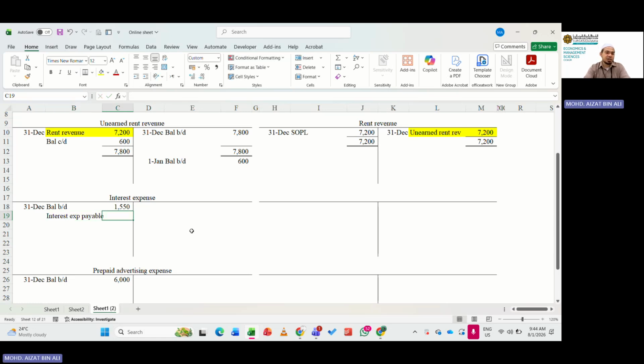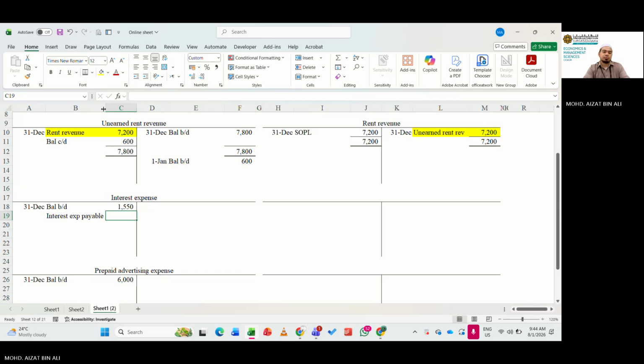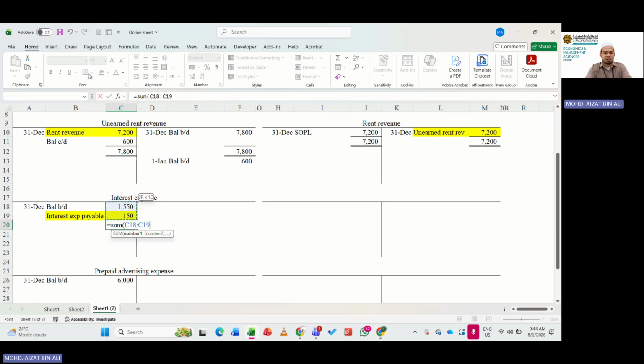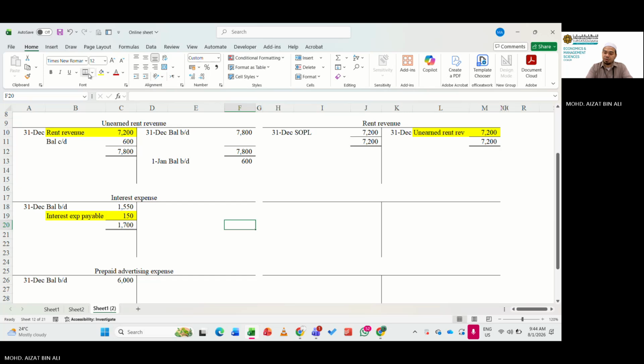Do we have enough space? And how much is it? 150. Now let's close this account first. It's 1,700 and 1,700. This will be SOPL, 31st December.